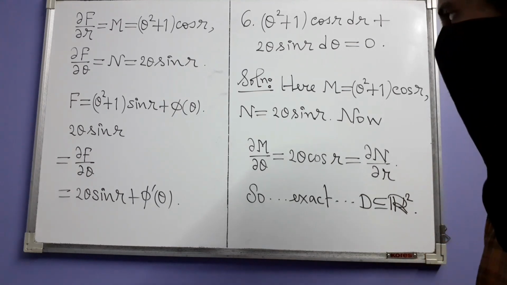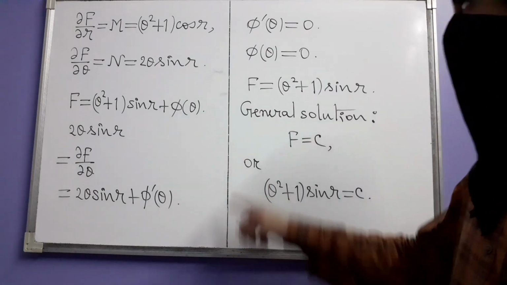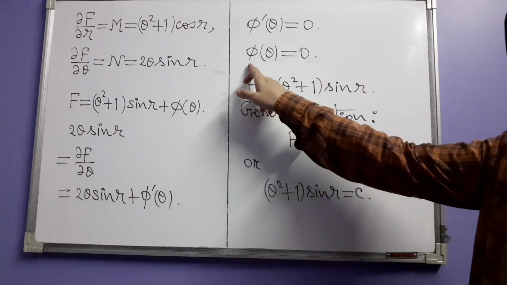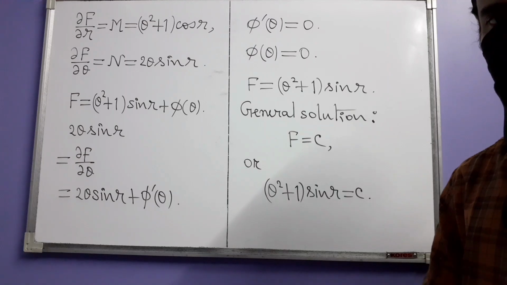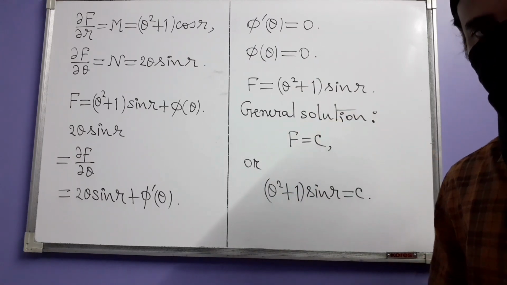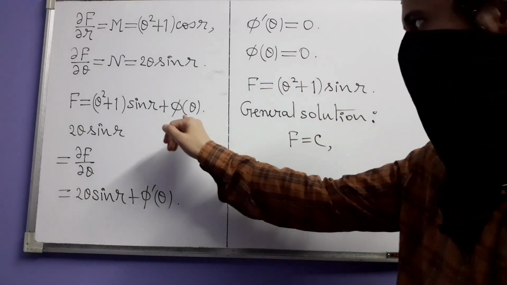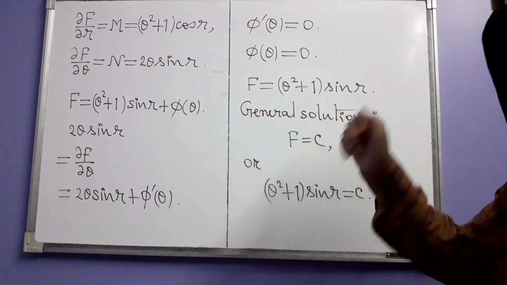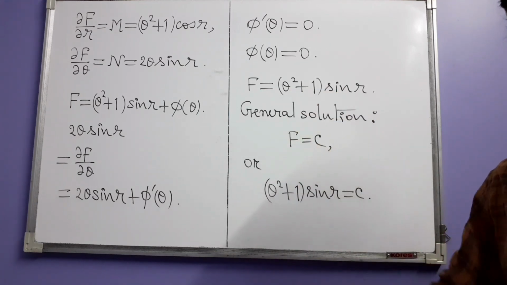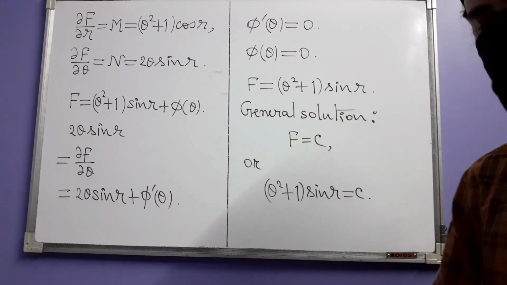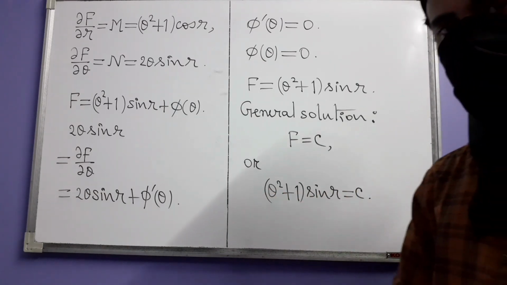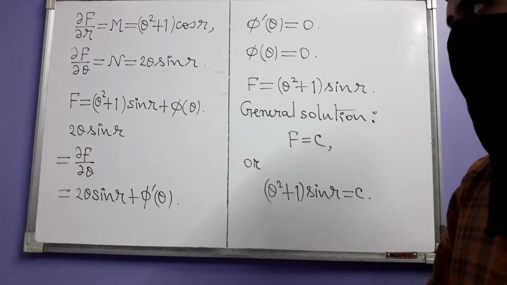So from here you get phi prime of theta equal to 0, from which actually you get phi of theta equal to a constant, but because we want to take arbitrary constant here, conveniently we take the value 0 and then use it back here. So that way we get this f, theta square plus 1 times sin r. So the general solution is f equal to, this time we use arbitrary constant c, that is theta square plus 1 times sin r equal to c, where c is an arbitrary constant. So that is the solution.